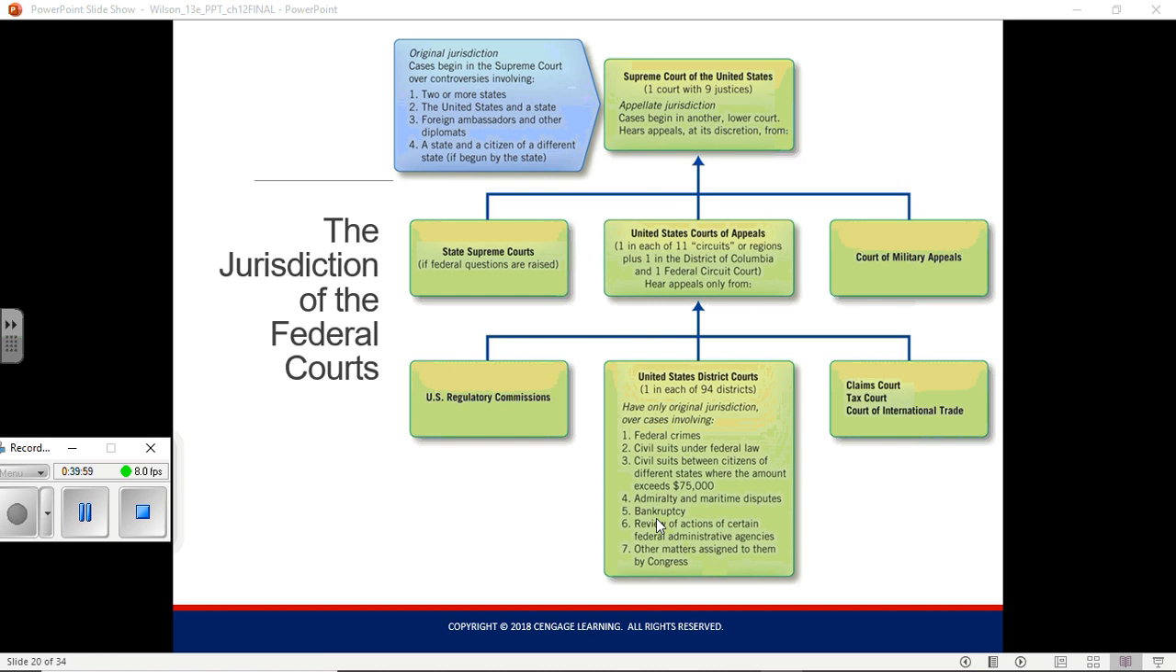Bankruptcy court, right? Lawsuits involving more than $75,000. All these are going to start in district court. District court is overwhelmed, gentlemen. In 2009, 667 district court judges received 276,397 cases, more than 400 per judge, more than 400 cases per judge per year.